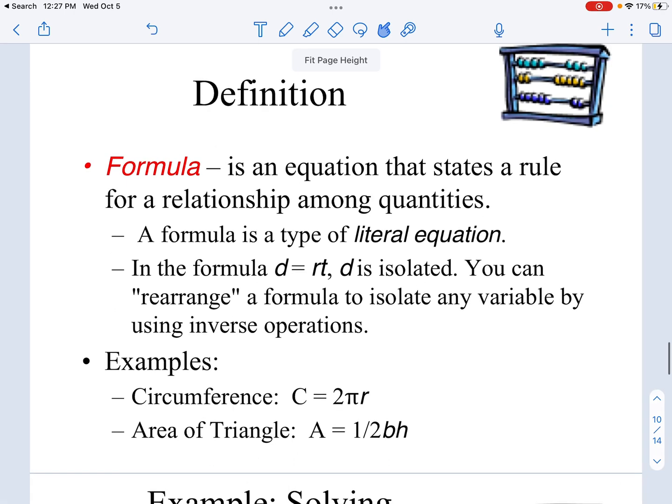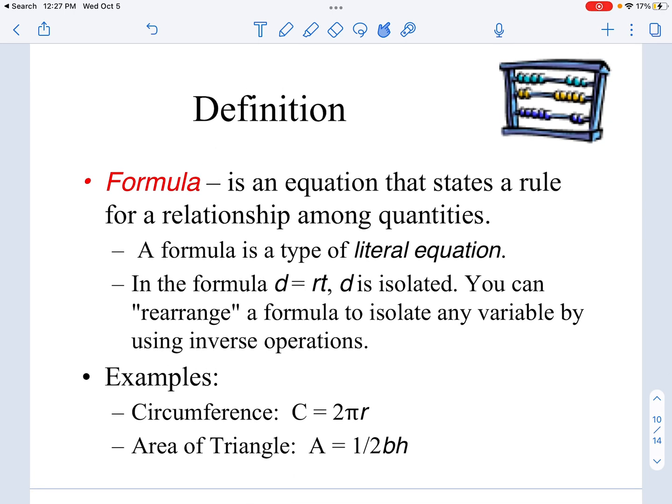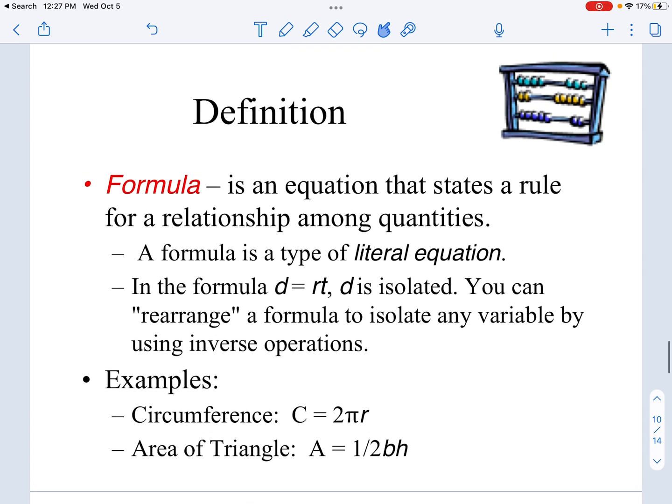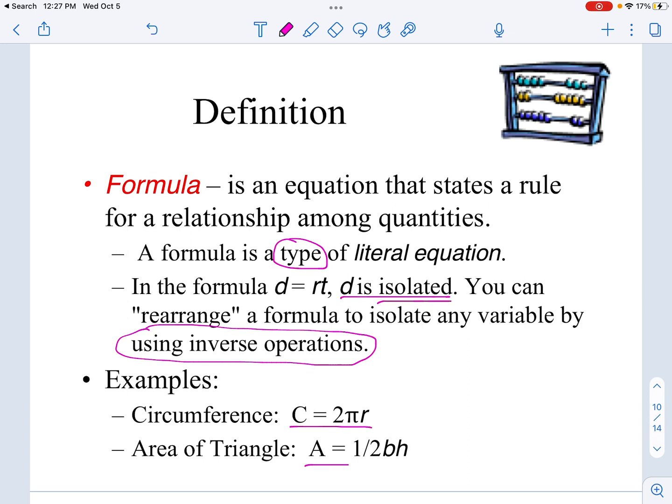Definition. Formula. A formula is an equation that states a rule for a relationship among quantities. A formula is a type of literal equation. In the formula D equals R times T, D is isolated. What it means by isolated is D is by itself. You can rearrange a formula to isolate any variable by using your inverse operations. Examples of formulas are your formula for circumference and your formula for the area of a triangle. Those are 2 examples of formulas.